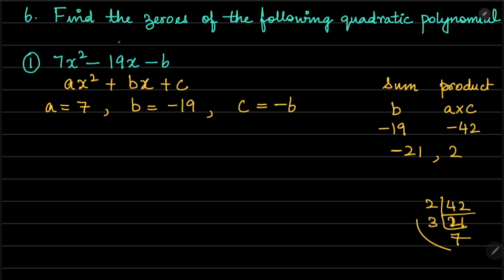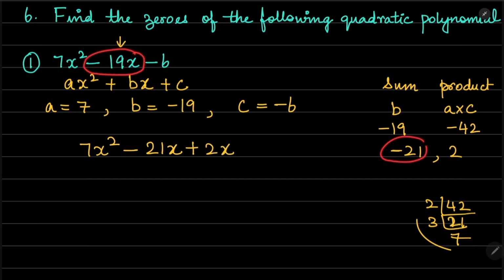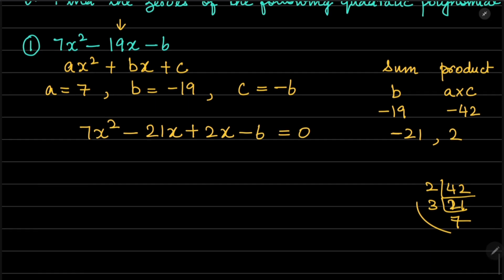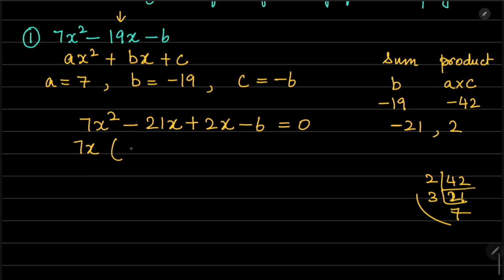The middle term, that is your x term, can be split as minus 21x plus 2x. So 7x square minus 21x plus 2x, and the last term is minus 6, equal to 0. Minus 19x is written as minus 21x plus 2x. Whenever you're finding the zeros, equate it to 0. Here take 7x common. Now what do you have? x minus 3, plus 2 common out, again x minus 3 equal to 0.